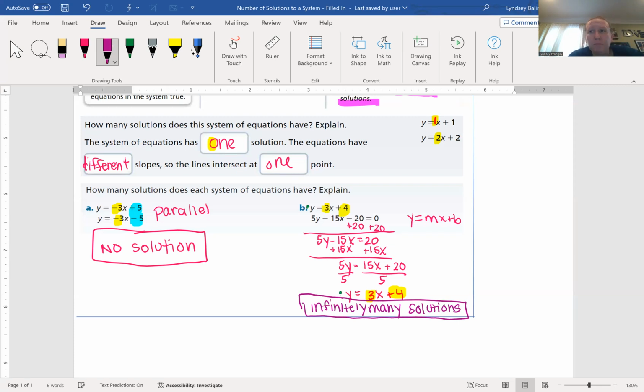So the key to this, make sure they're in slope-intercept form. Check the slopes. If they're different slopes, one solution. If they're the same, that's when you look at the y-intercept to say, are they parallel, so no solution? Or are they the same equation so that you have your infinitely many solutions?